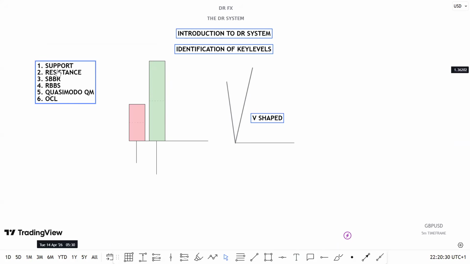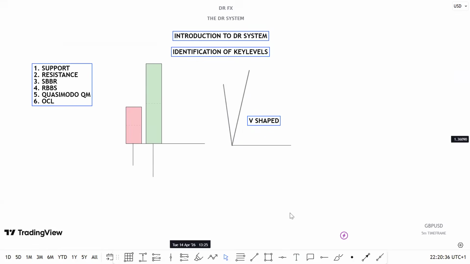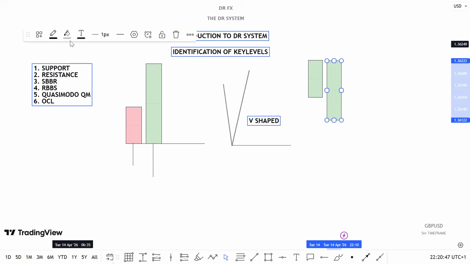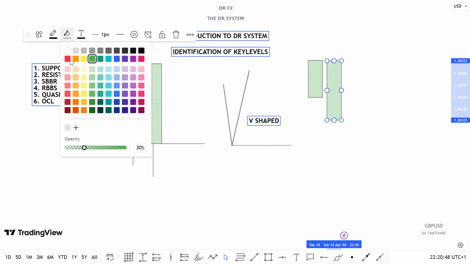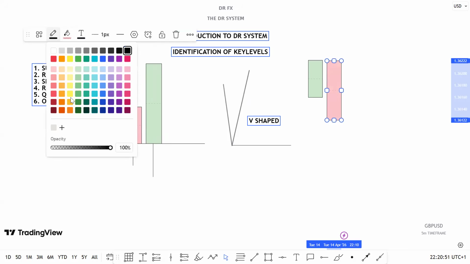Now we drop down to resistance. What is resistance? Like I said, resistance is going to be present above the chart. Resistance is just the opposite of this. Rather than having a sell and a buy candle, we are going to have a buy candle and then a sell candle like this. So this is what we call resistance.